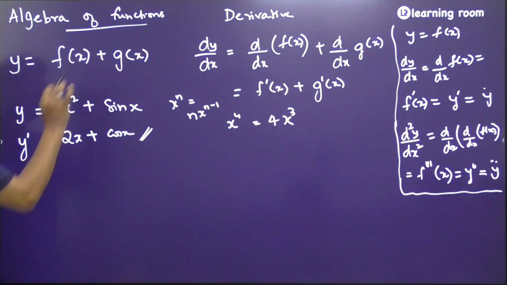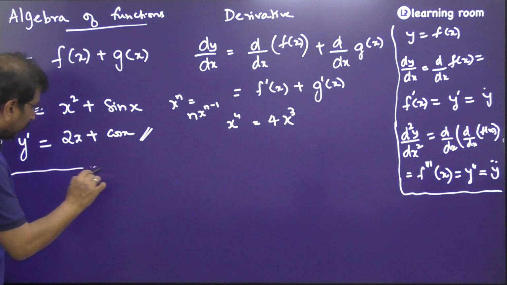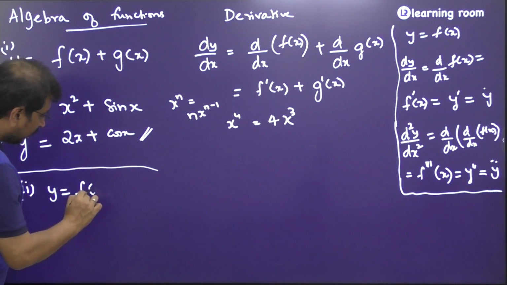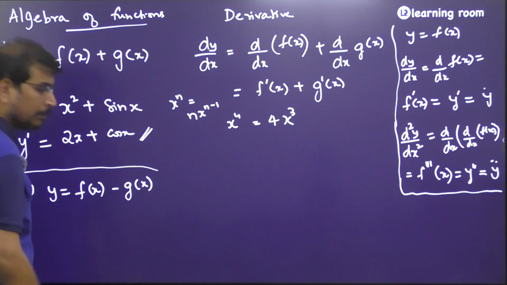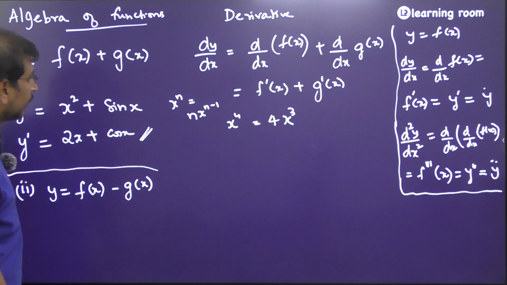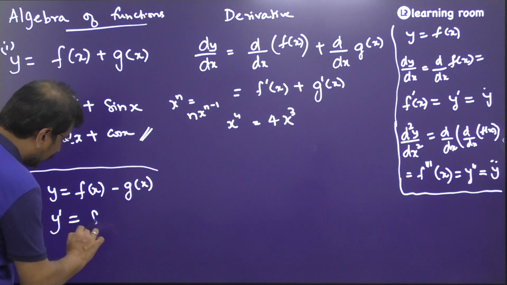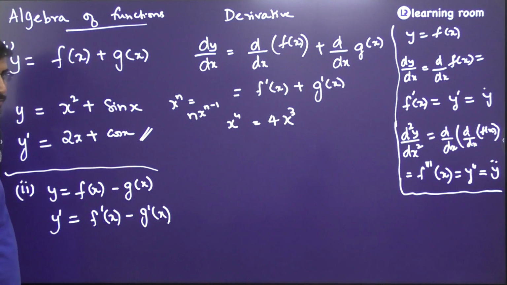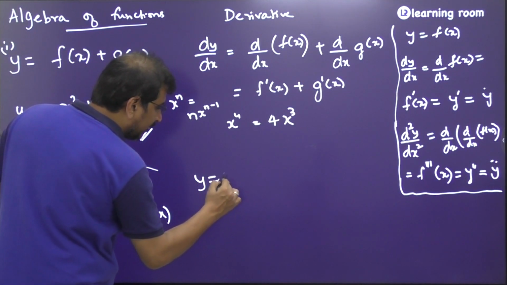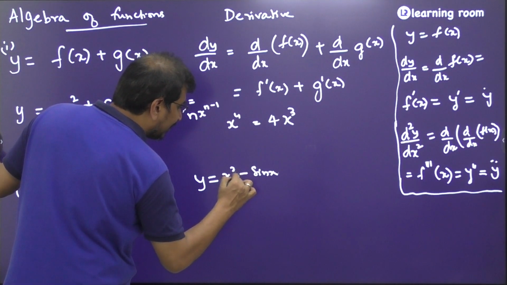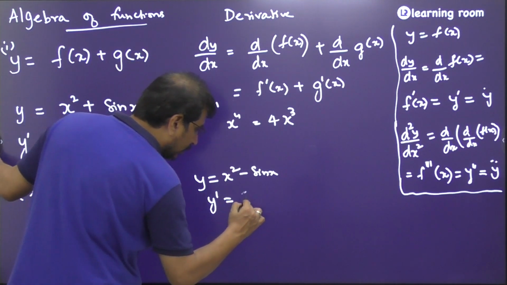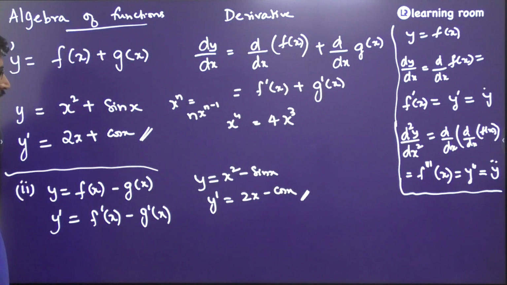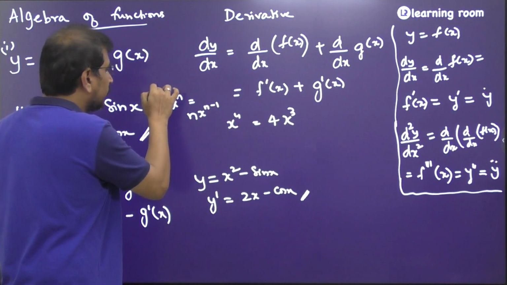Similarly, y is equal to f of x plus g of x is there. You can also have, this is the first one, y is equal to f of x minus g of x. Then what will y dash be equal to? F dash of x minus g dash of x. Means if I take the same functions with a negative sign, so y is equal to x square minus sin x, then what is y dash going to be? That's it. Simple, no? These two aren't they simple? So make a note of this.